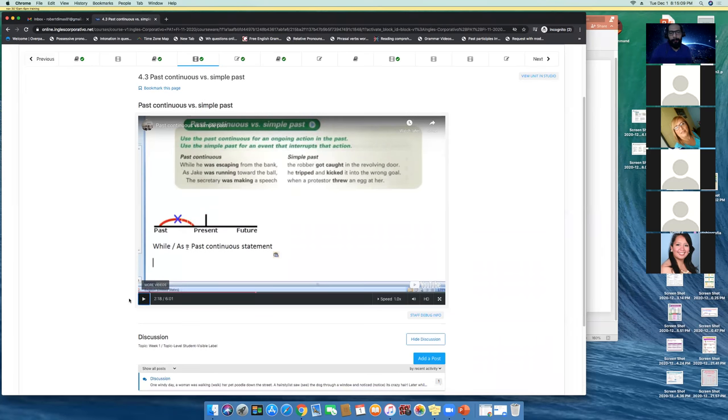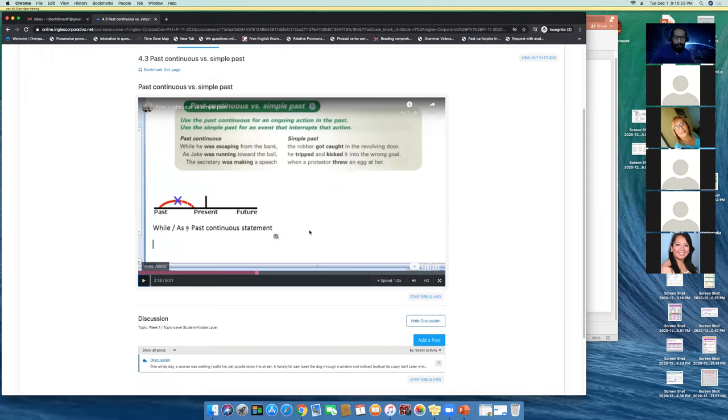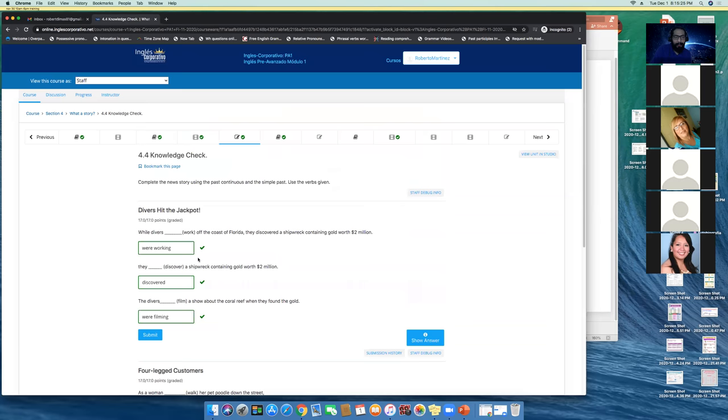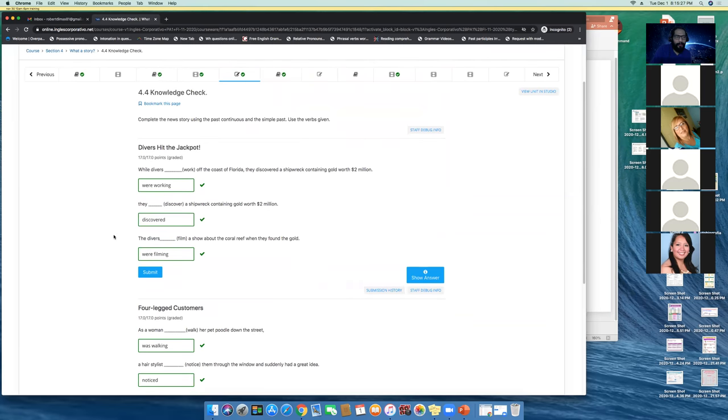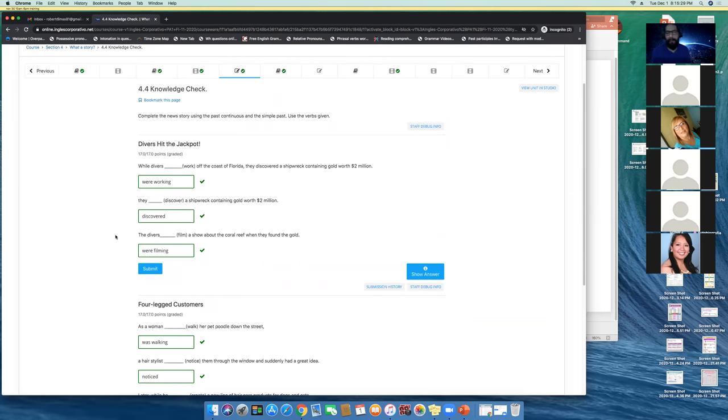This is something we've covered with the past continuous or past progressive versus simple past. These are the examples for past continuous. These are the examples for simple past. And then from here, you go into the knowledge check, which is the 4.4 knowledge check.